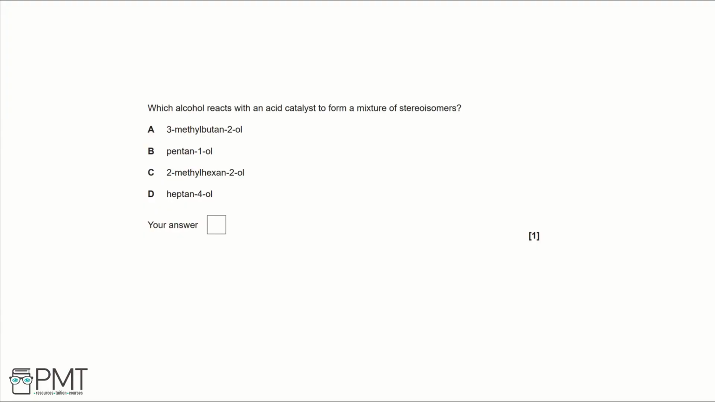Which alcohol reacts with an acid catalyst to form a mixture of stereoisomers? A. 3-methyl-butan-2-ol. B. pentan-1-ol. C. 2-methyl-hexan-2-ol. Or D. heptan-4-ol. So when you react an alcohol with an acid catalyst, you get an alkene. So we're going to be looking for EZ isomerism.